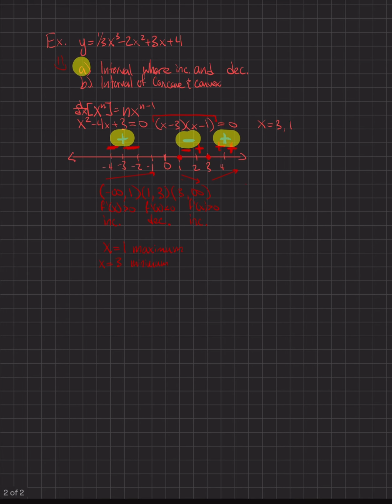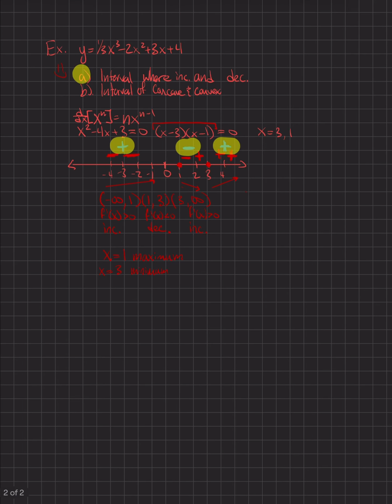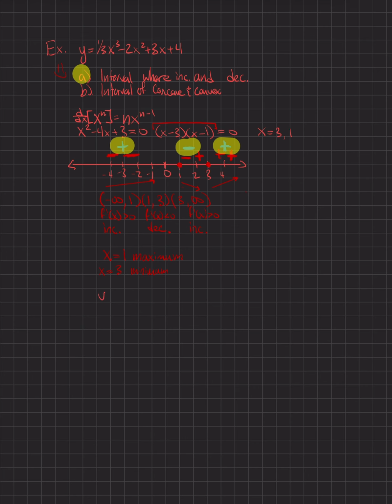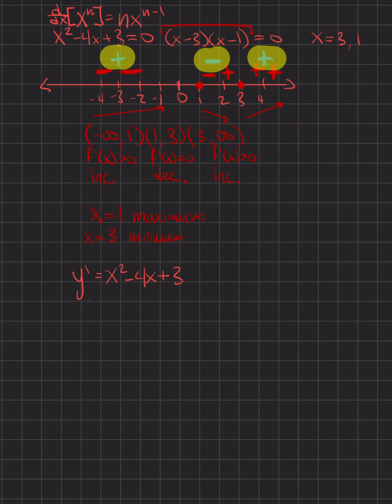So if we go back, look up our derivative of our function, right? We're going to take the function before we factored it because that's going to be easier. So swap the color back. We remember that the derivative of our function, y prime, was x squared minus 4x plus 3. And so if we take the second derivative of our function, we're going to get 2x minus 4, right?